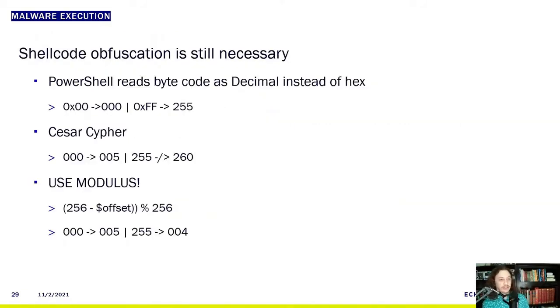And then that brings us into the last piece of it, which is shellcode obfuscation, right? PowerShell reads everything in bytecode, or reads bytecode as decimal instead of hex. So I prefer decimal over hex because I just find 000 to 255 so much easier than 000 to 0FF.